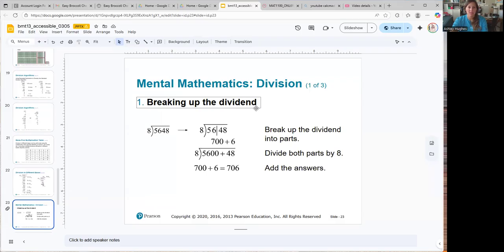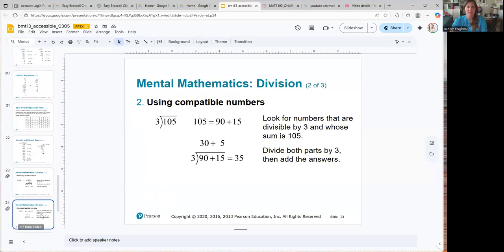Breaking up the dividend. This is showing that you can break it up into parts. So I think if 56 is 5,600, and then you have the 48. So I know that 8 times 7 is 56. So 8 times 700 would be 5,600, and 8 times 6 is 48. So that's how I got the 706.